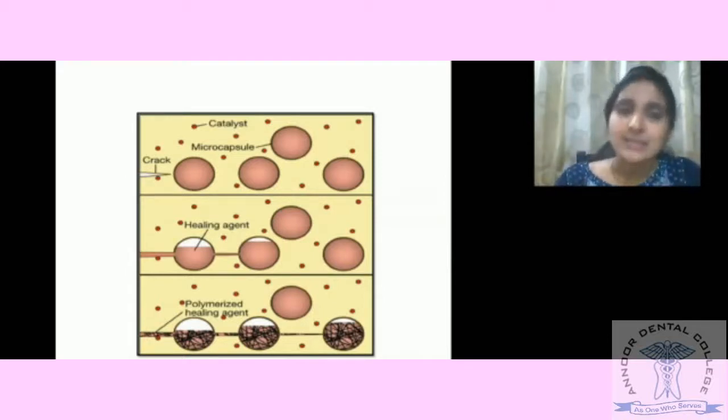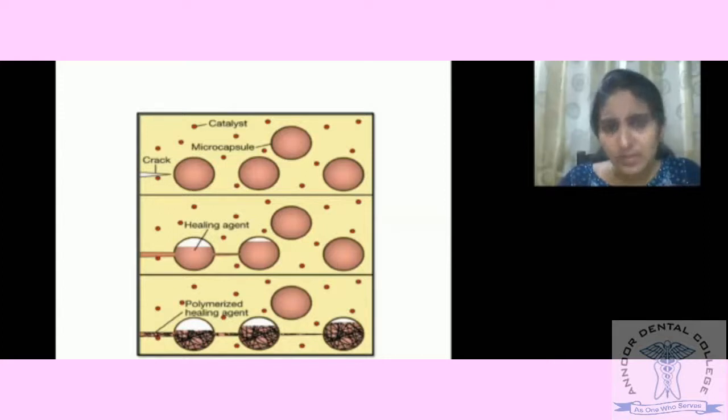And the second is the vascular component. It is similar to the capsular component. The only difference is that here, instead of microcapsules, vasculatures are present, and these vasculatures also contain healing agent. When a crack approaches, the vascular component gets ruptured, the healing agent moves outside and combines with the catalyst, a polymerizing network is formed, and it automatically heals the crack.